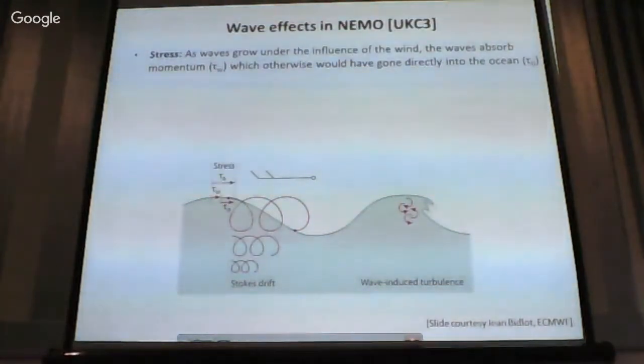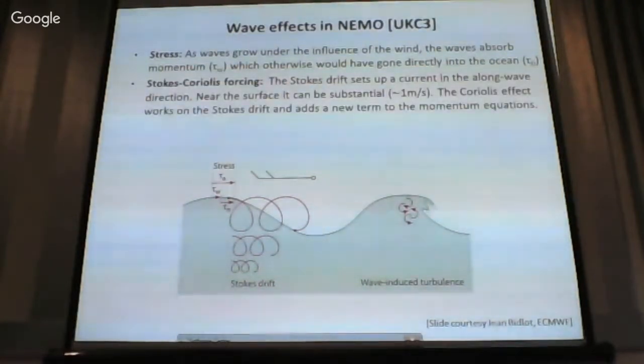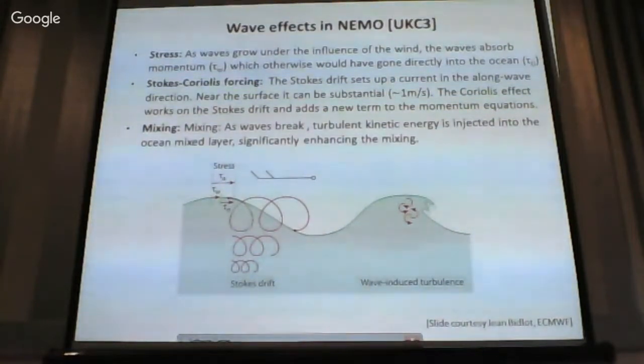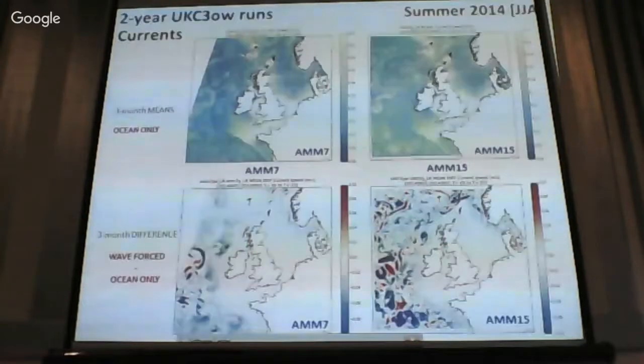As I say, since that case study, we've added wave effects into NEMO. We've been working with other groups like HSG and INGV to look at processes like the impact that the waves are having on the surface stress, so extracting stress before it goes into the ocean. The Stokes-Coriolis forcing, so the impact of the wave action on the surface currents, and also the energy budgets, as waves extract and then add energy back into the TKE budget. So we've been looking at these processes.